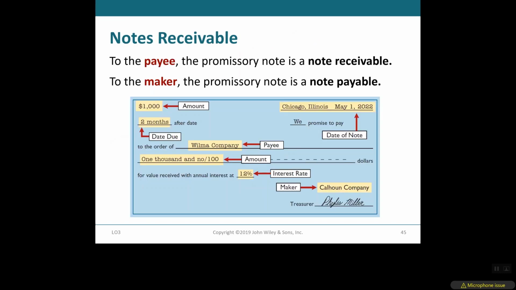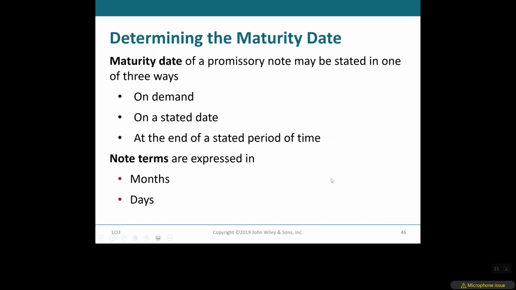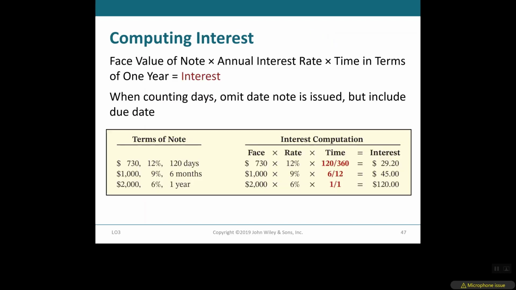To the payee, the promissory note is a note receivable, and to the maker of the promissory note, it is a note payable. And then we have all the terms. It tells you the terms, the amount that you borrow, who is the payee, who is receiving it, and the interest that is being paid at the end of the time, and all that good stuff. We can pay our interest either on demand, on a stated date, or at the end of a stated period, and many times the note terms are expressed either in days or in months.